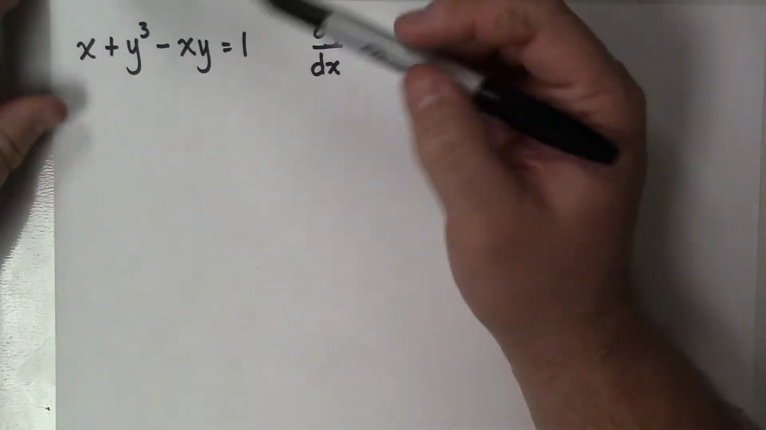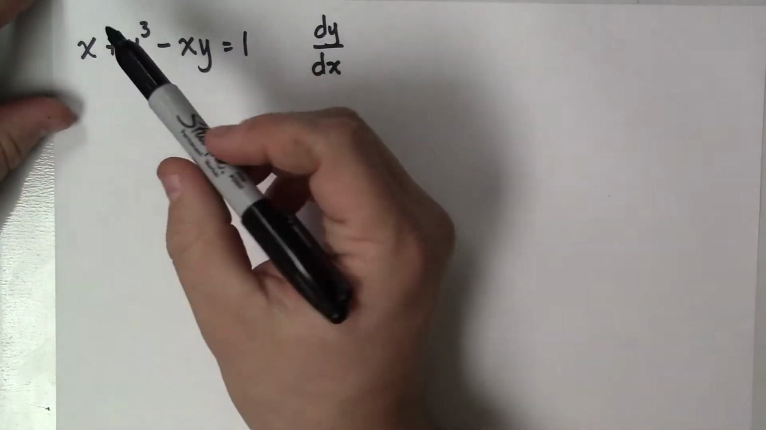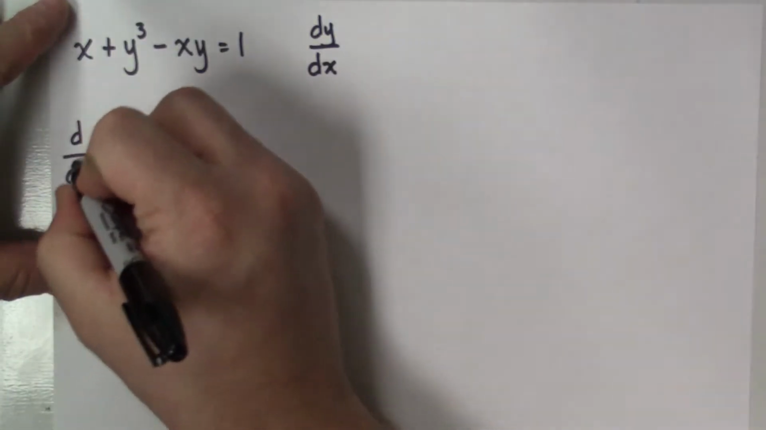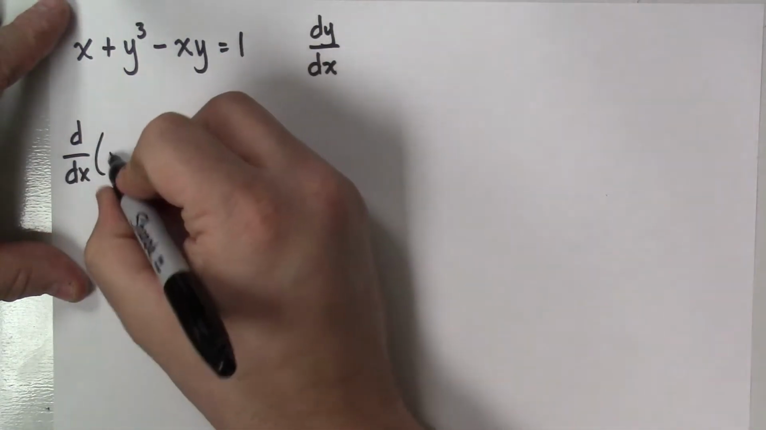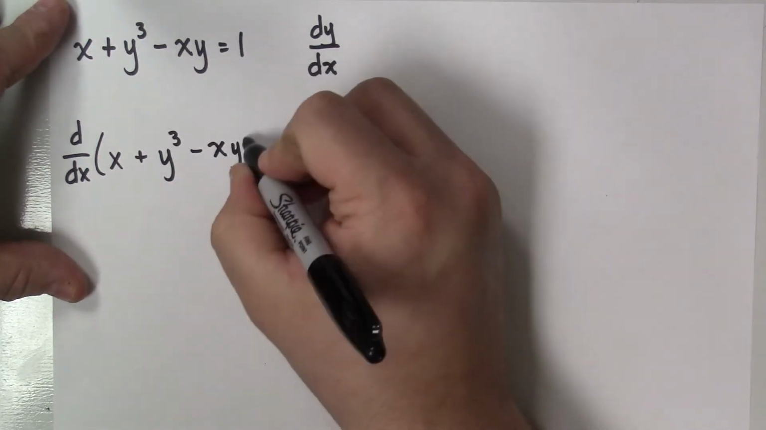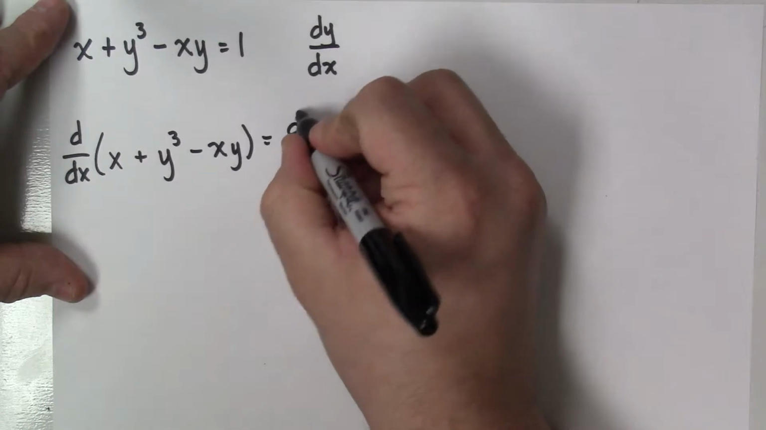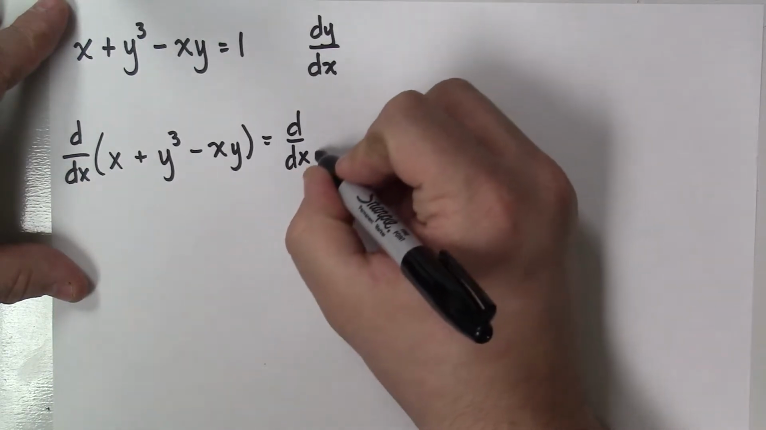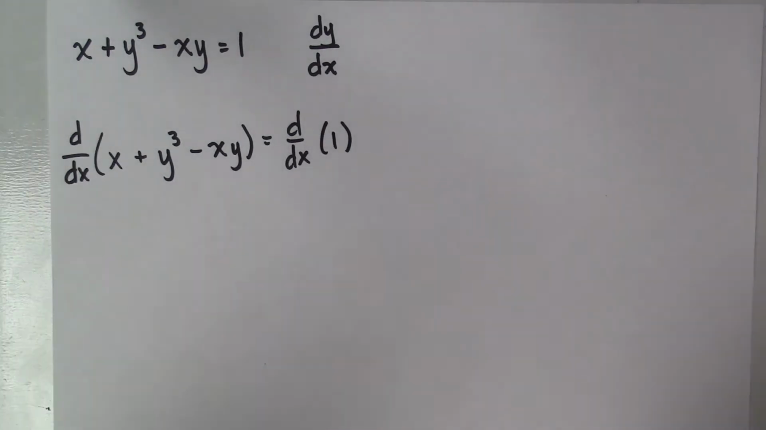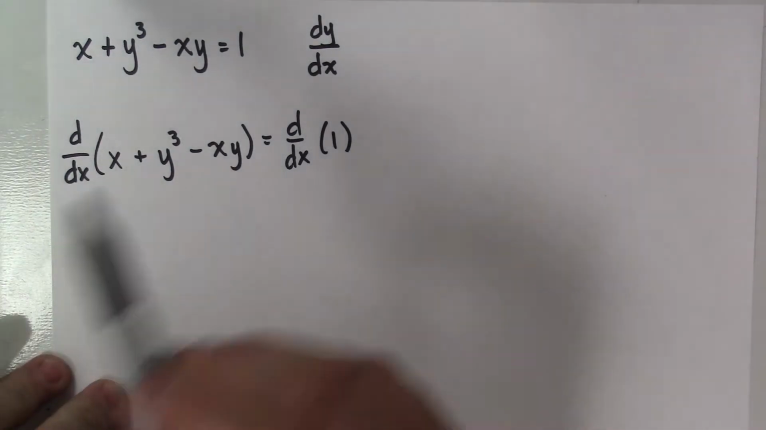What I'm going to do is start here by applying the derivative with respect to x operator on both sides of the equation. This is kind of like back when you were taught that if I add the same thing to both sides of an equation, it's still the same. Well, if I take the derivative with respect to x of both sides, I should still have equality maintained.